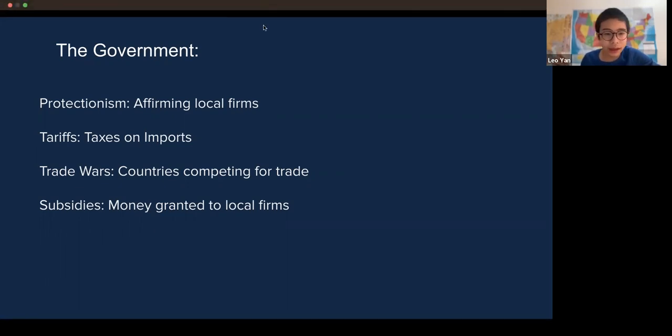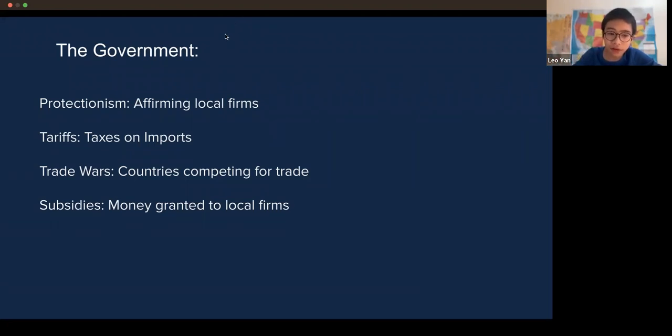So let's give some examples of protectionism. What exactly does protectionism look like? The first kind is called a tariff. So a tariff is basically a tax on imports. What is an import? An import is basically any product that is not produced by manufacturers based within the country. So if you're buying something from another country, then that would be an import.